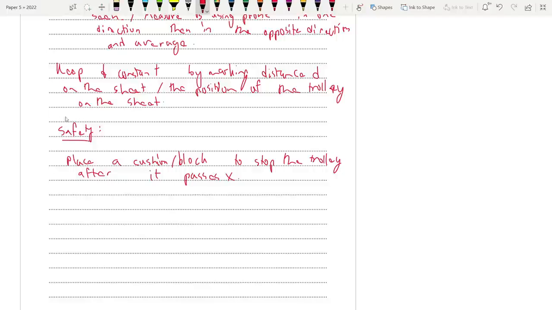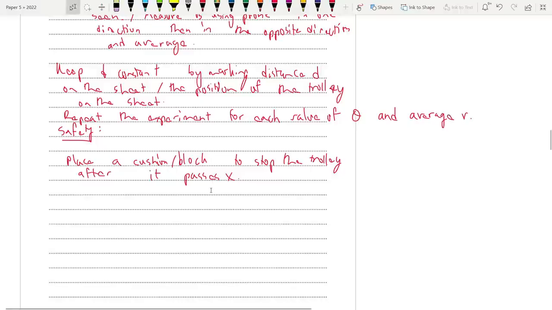I actually missed another additional detail which is common for almost all experiments. Right, we need to say that we need to repeat the experiment for each value of theta. So repeat the experiment for each value of the independent variable, right, to get an average value of the dependent variable. Okay, and average V. That's the wording almost all the time. Repeat the experiment for each value of independent variable and average the dependent variable.